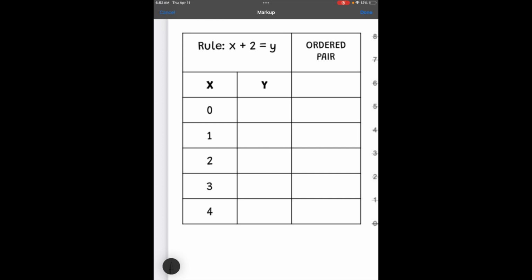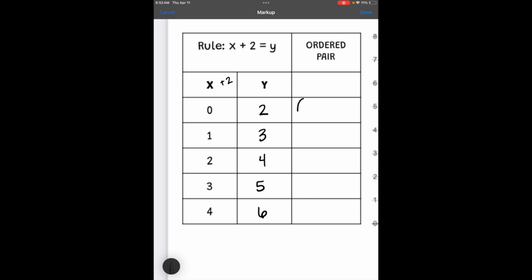So in this case, x plus 2, so our rule is whatever's in the x column, we're going to add 2, and that's going to give us whatever is in the y. And then from there, we'll create an ordered pair. So 0 plus 2 would be 2, 1 plus 2, 3, 2 plus 2, 4, 3 plus 2, 5, and 4 plus 2, 6.